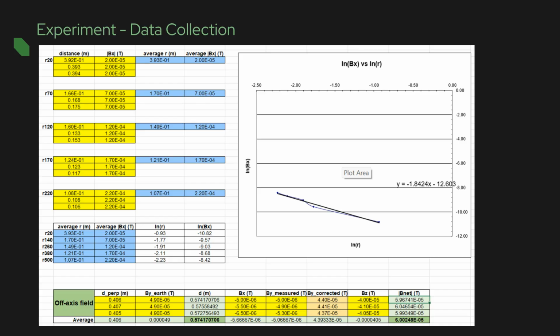On the left of our data collection, you can see at different distances the magnetic fields on the parallel axis. On the right, we graph the correlation between the natural log of the magnetic fields and the distances. And then on the bottom, we calculate the net magnetic field on a 45-degree angle. And in our y direction, we account for Earth's magnetic field by aligning it with the y direction.